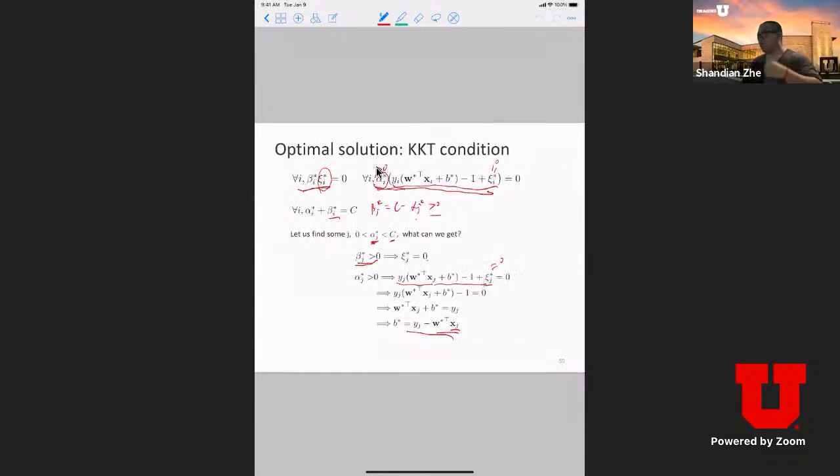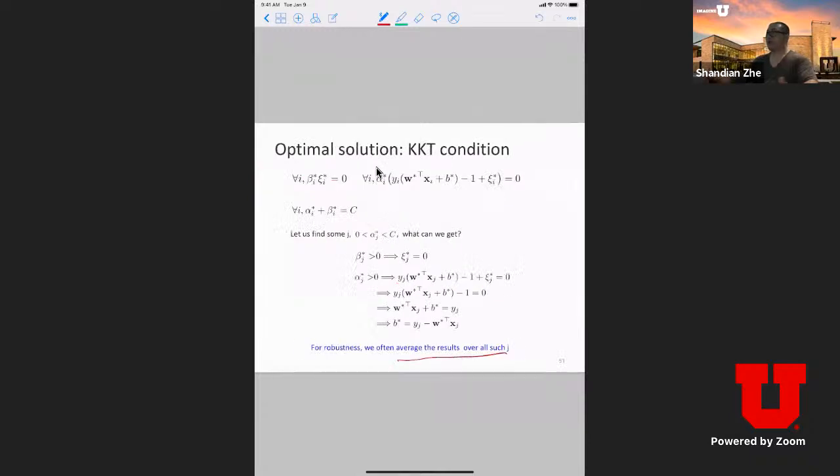Okay. So someone asked, there might be multiple alpha_j stars which are strictly between 0 and C, right? For each one we can get a b star. So in practice, to make the result more robust, we often average the results over such j, meaning over those optimal alpha_j's that are strictly between 0 and C.